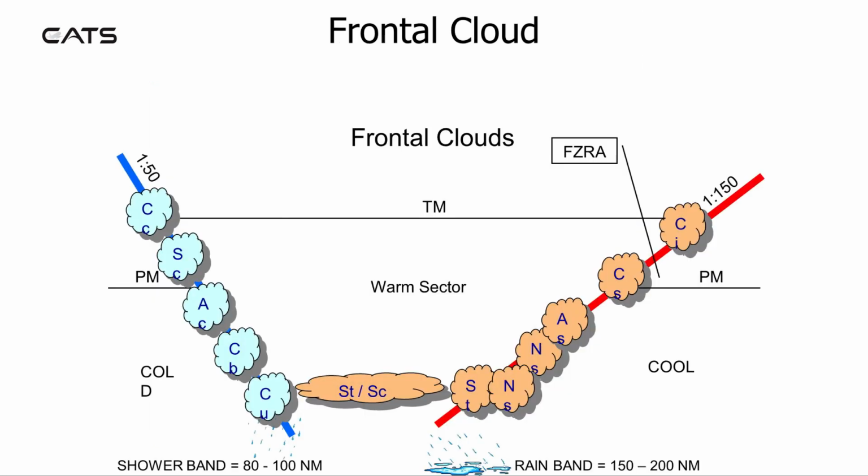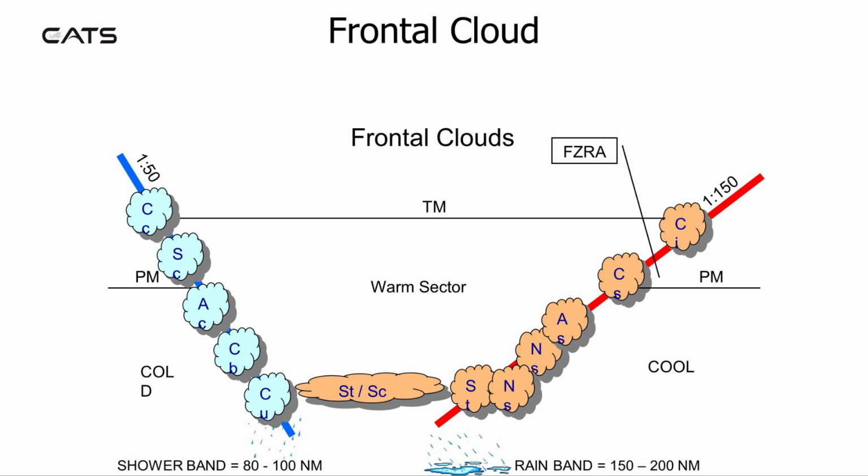Frontal cloud. The warm front has mainly layered clouds in it. The slope is 1 to 150. The rain band is 150 to 200 nautical miles ahead of the surface position. The first cloud to be seen is cirrostratus at altitude, followed by altostratus, and then nimbostratus, and then stratus. Nimbostratus sits in the low and medium level. Stratus will also be present in the warm sector.